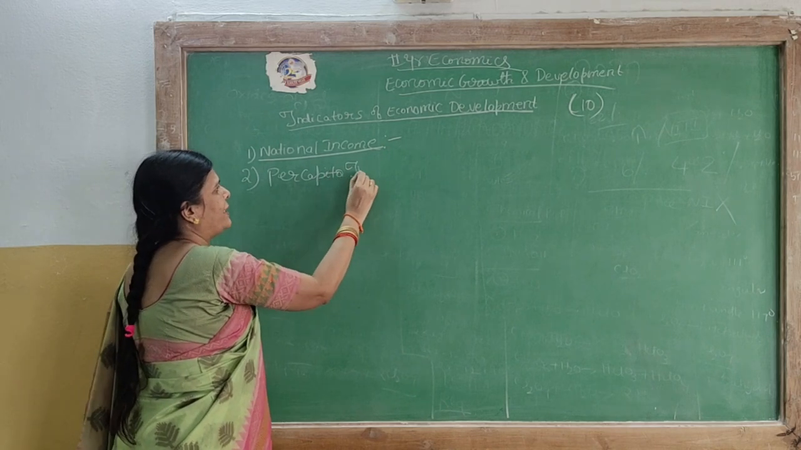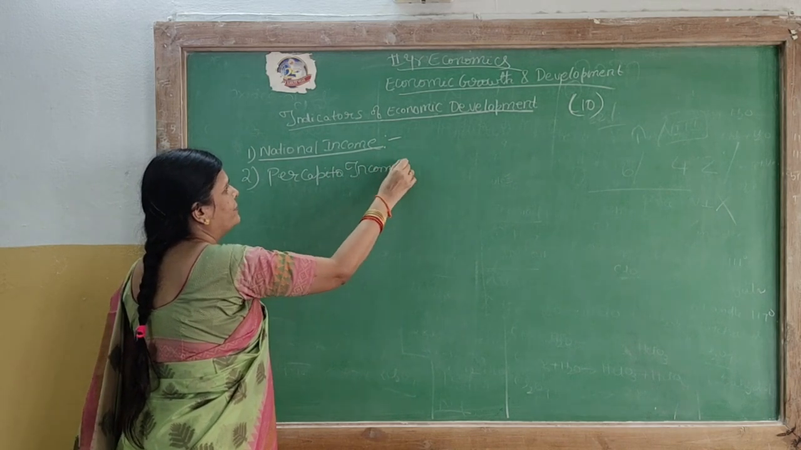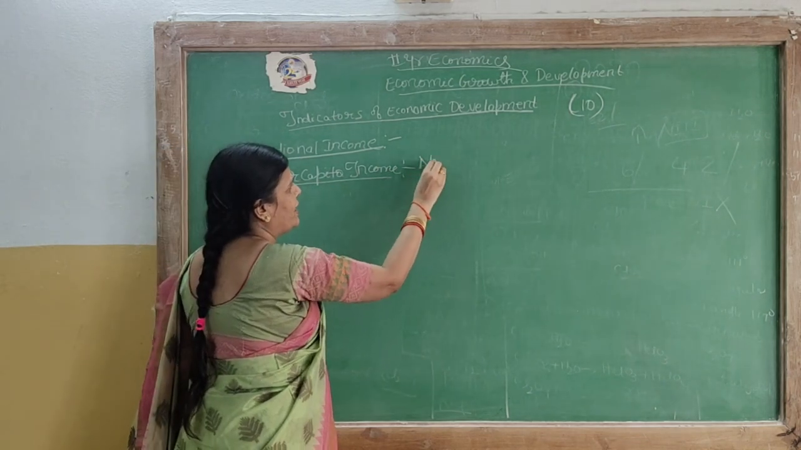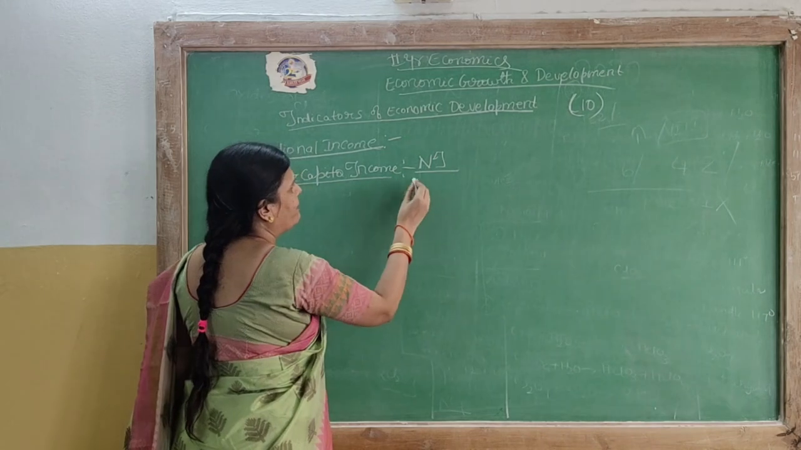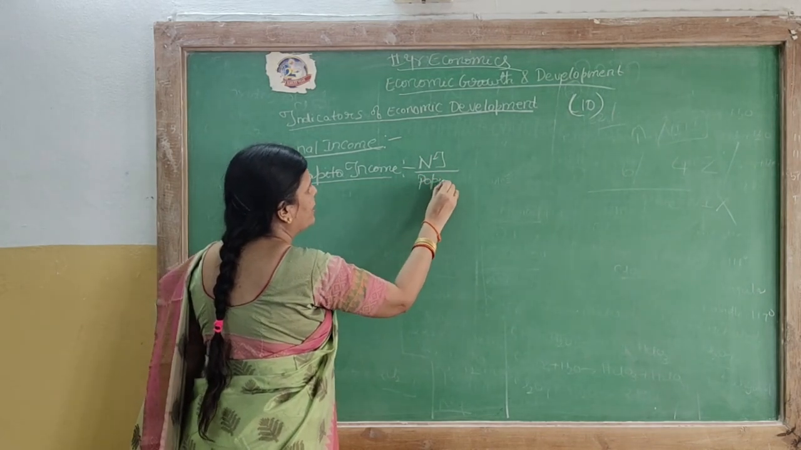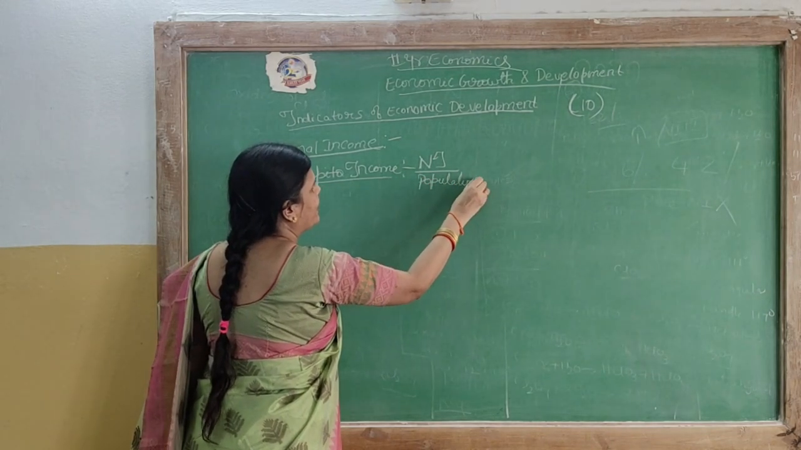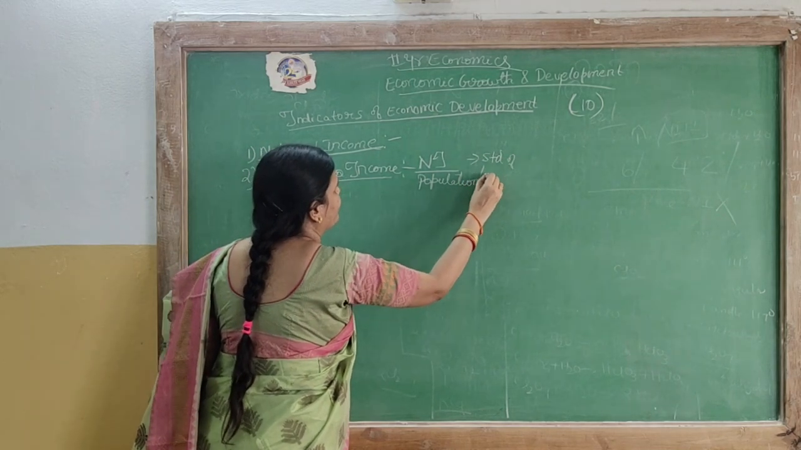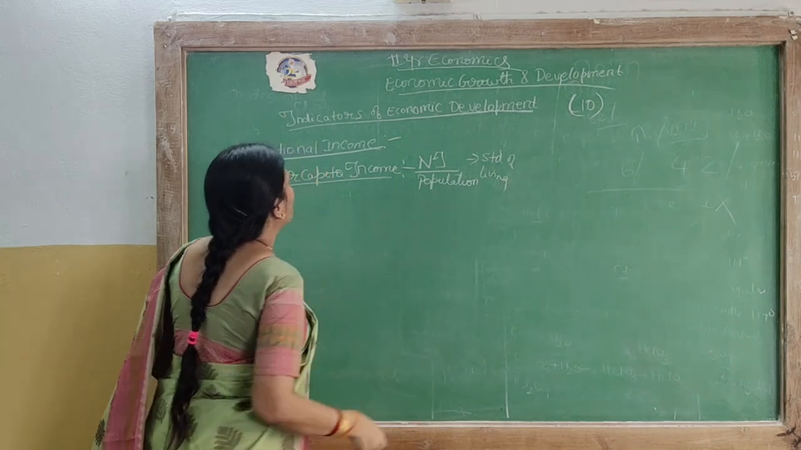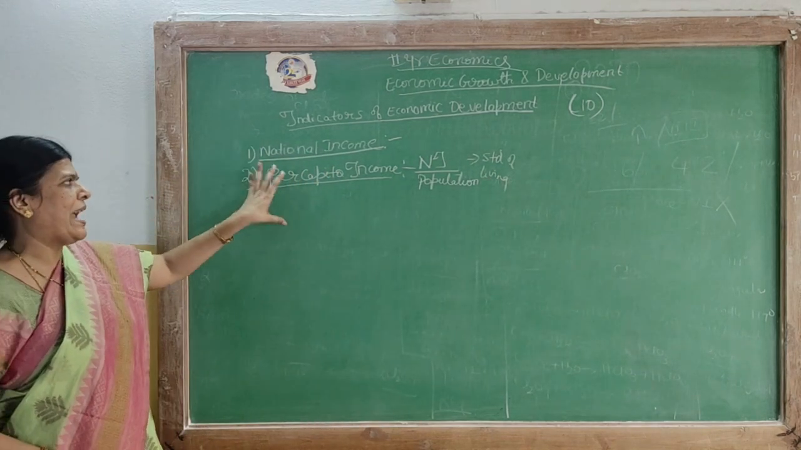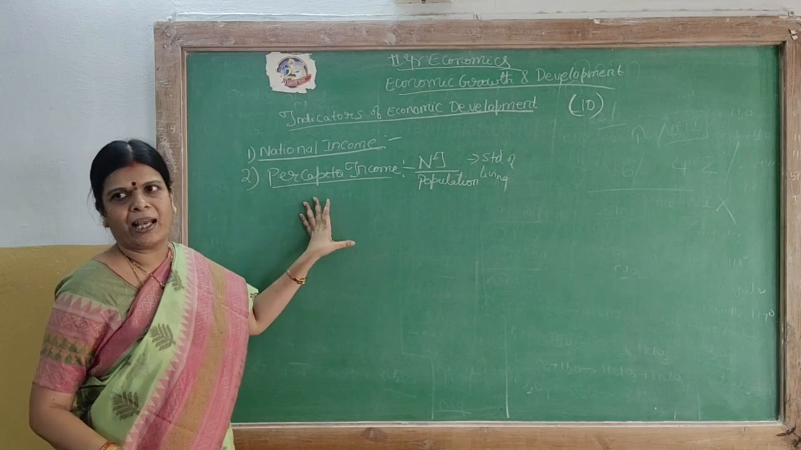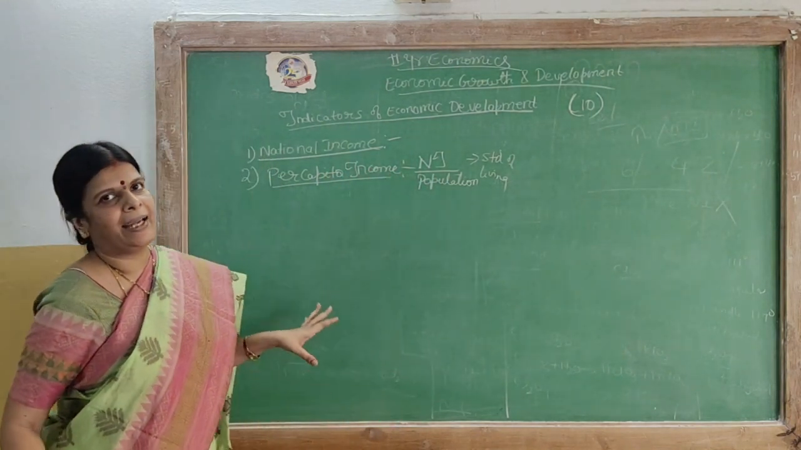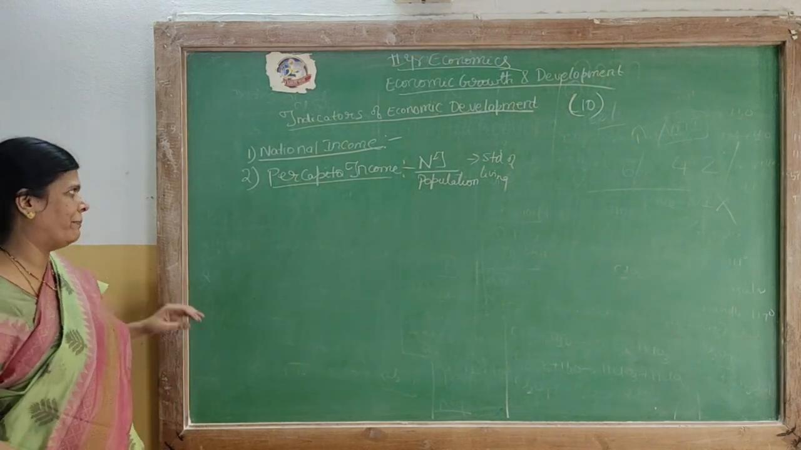Second one is per capita income. As I said, what is per capita income? Girls, national income divided by population gives us per capita income, which measures standard of living. Some say that per capita income is related to economic growth rather than economic development.